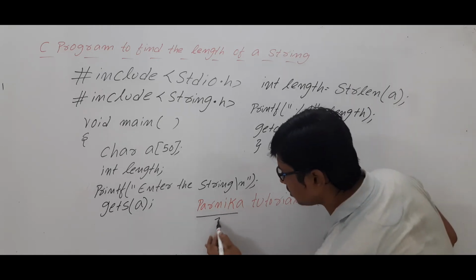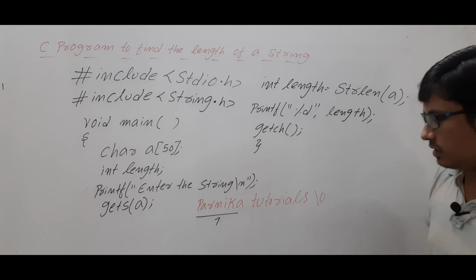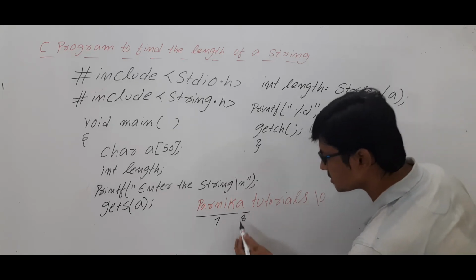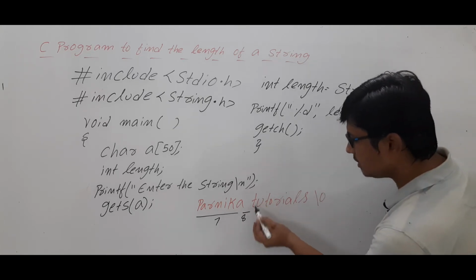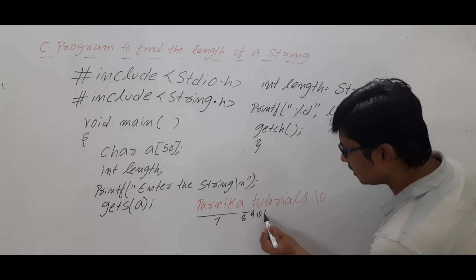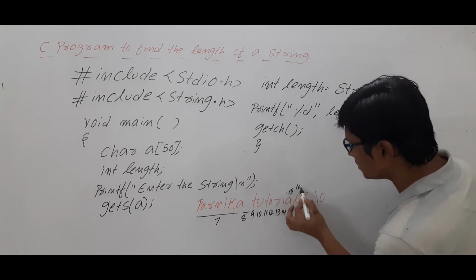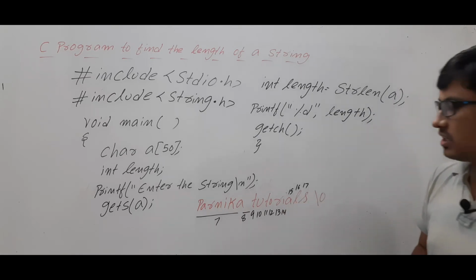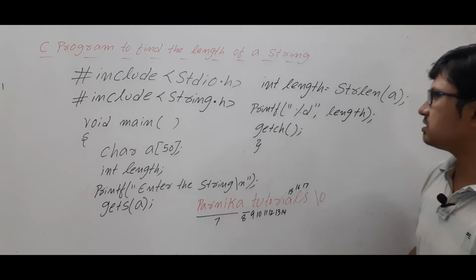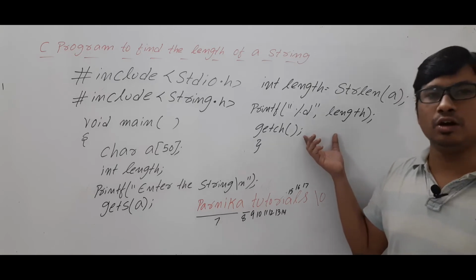This is 7. Already we know Parnika is 7 characters, and there is a space, so it is 8. And T 9, 10, 11, 12, 13, 14, 15, 16, 17. So the length of the string which is Parnika tutorials is 17. So that will be displayed as an output.